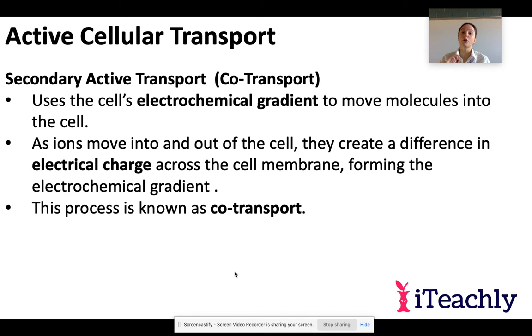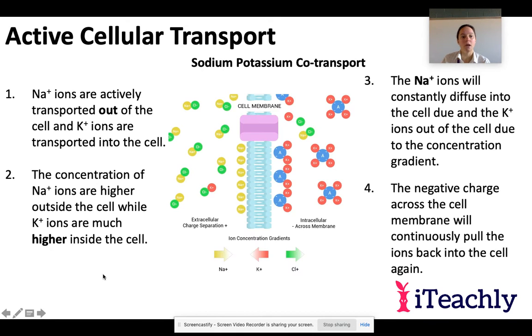And so the charges are what allow the molecules to move through the gradient, kind of like a magnet. So imagine a magnet pulling everything. The ions are creating like a magnet or a charge to move the molecules. So let's go ahead and look at this one in a little detail here.